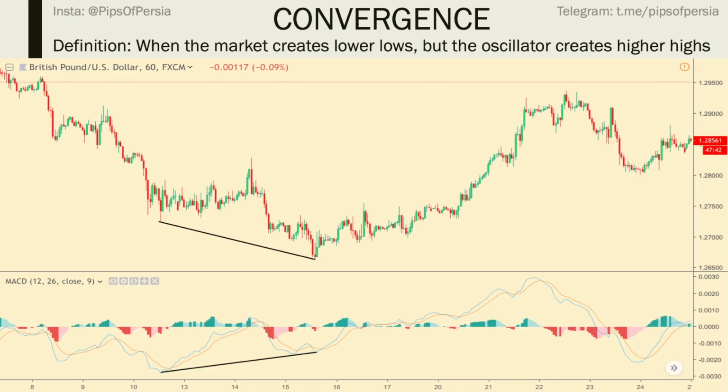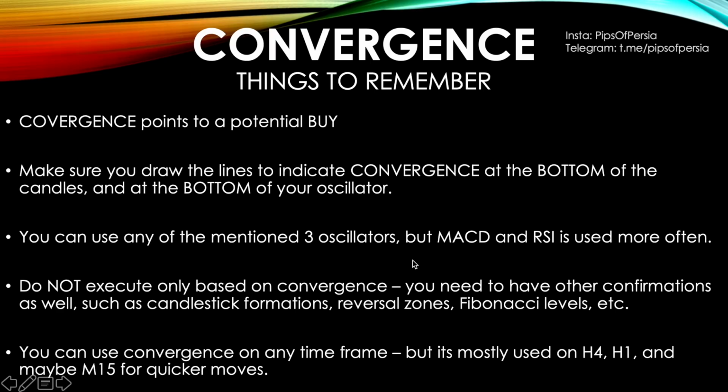And within a convergence, they're at the bottom of the candles and at the bottom of the oscillator, and they're converging towards each other. As mentioned before, you can use any of the mentioned three oscillators, but I personally have used MACD a little bit more to identify divergence. And do not execute only based on these concepts.